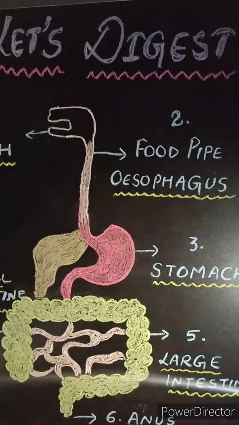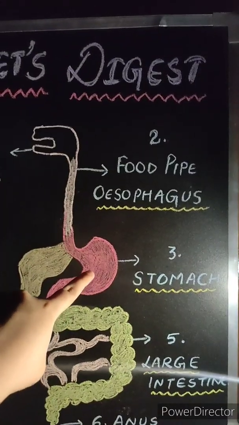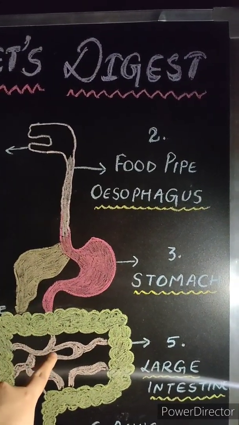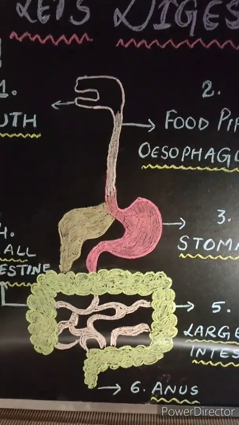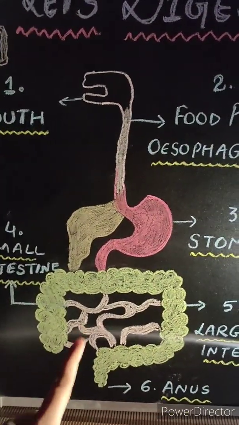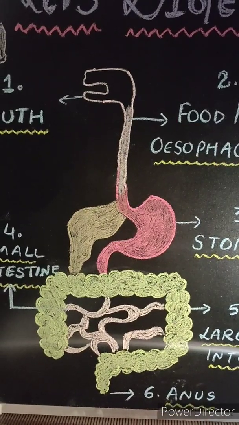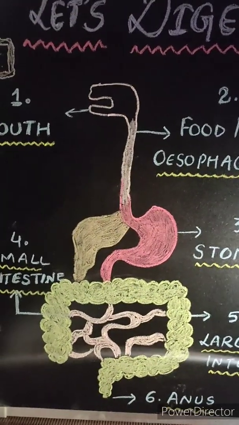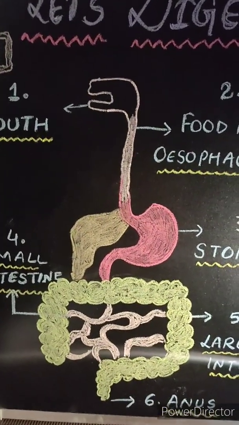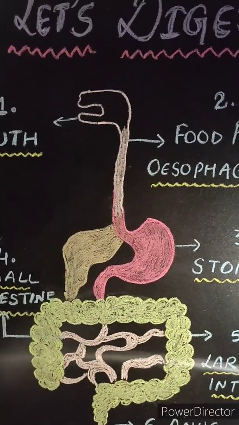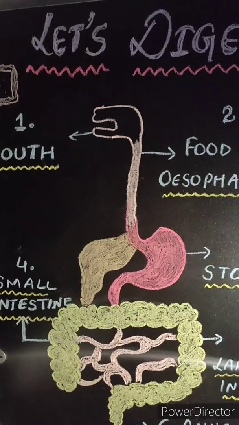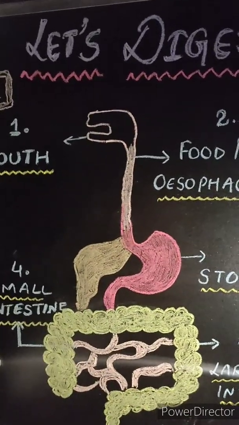So now the food from the stomach will enter into the small intestine. Now, what does the small intestine do? Small intestine absorbs all the important nutrients from the food and mixes it with the blood. And then blood carries it to the rest of the body. You know, students, almost all digestion completes in the small intestine.